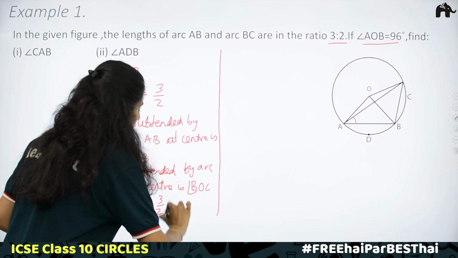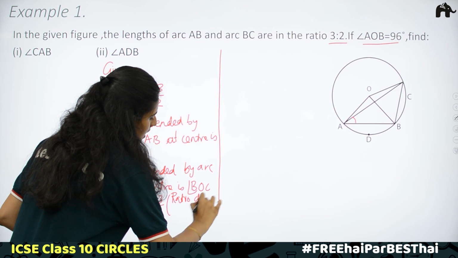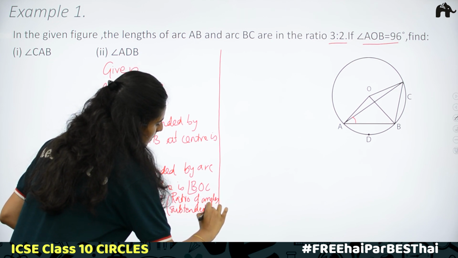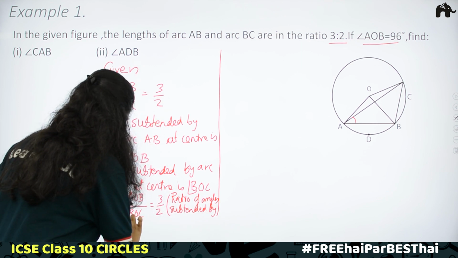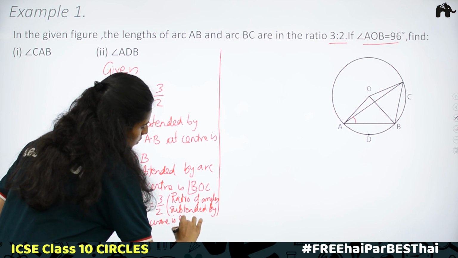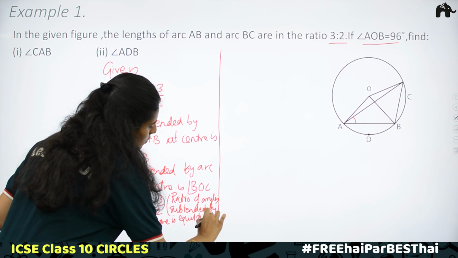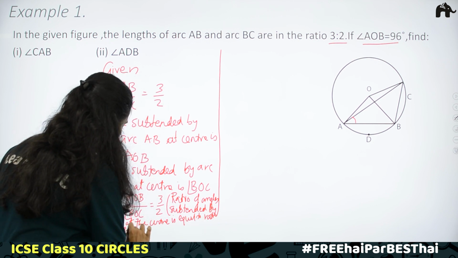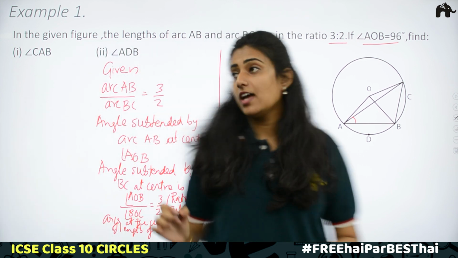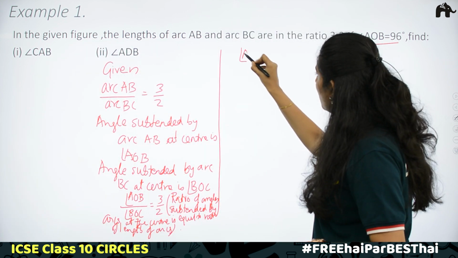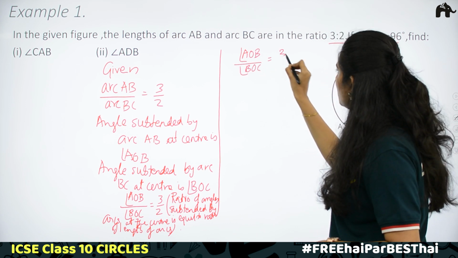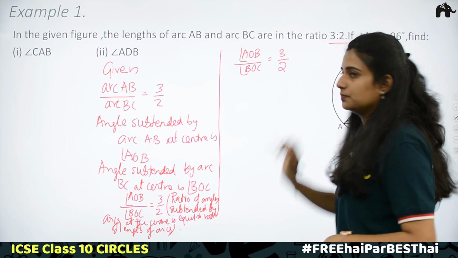What is the reason? The ratio of angles subtended by arcs at the center is equal to the ratio of the length of arcs. Okay, so this is the reason. We have angle AOB by angle BOC is equal to 3 divided by 2.